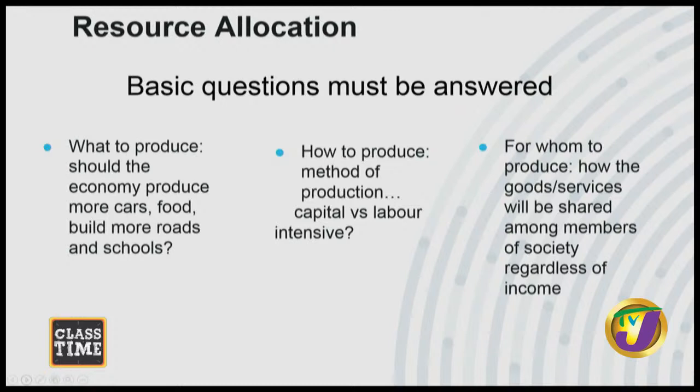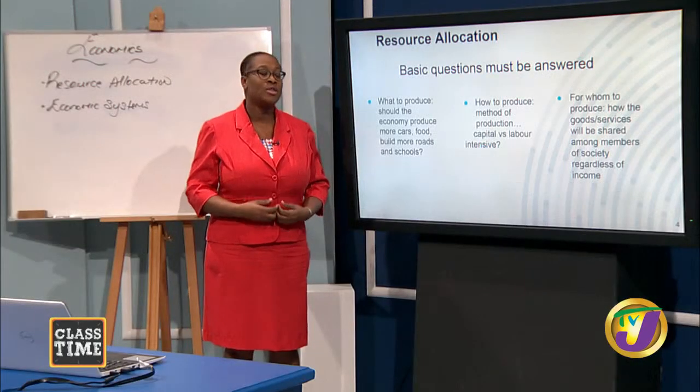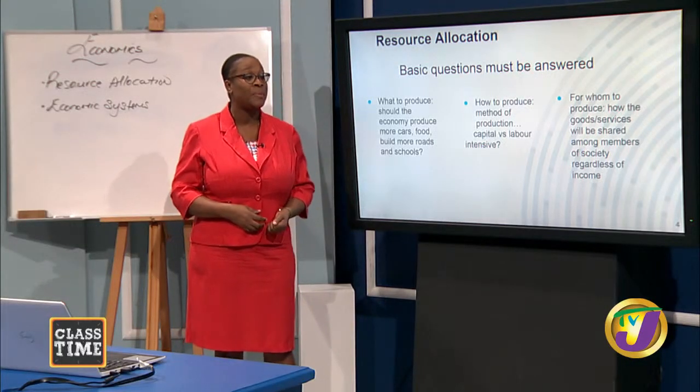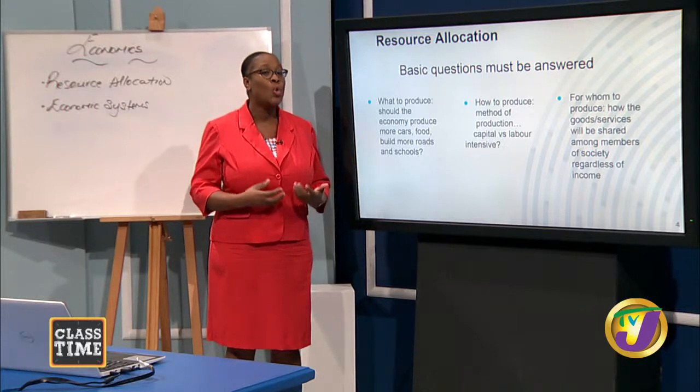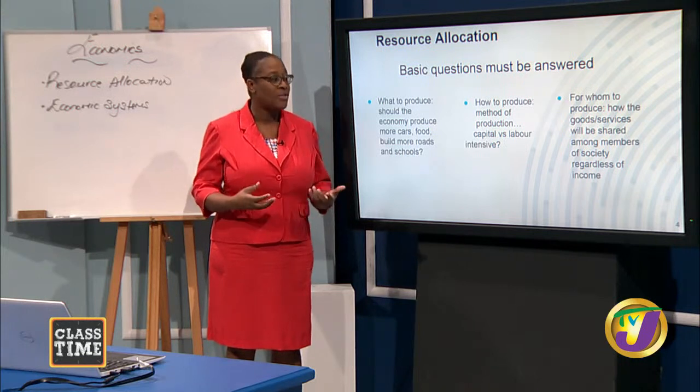How to produce? What is the method of production? Is it going to be capital intensive, meaning that we're using a lot of machinery to do the work? Or is it labor intensive, where they're going to utilize more human capital, more manual labor to make the goods and services available? And the last question, for whom? Who will get these goods and services?